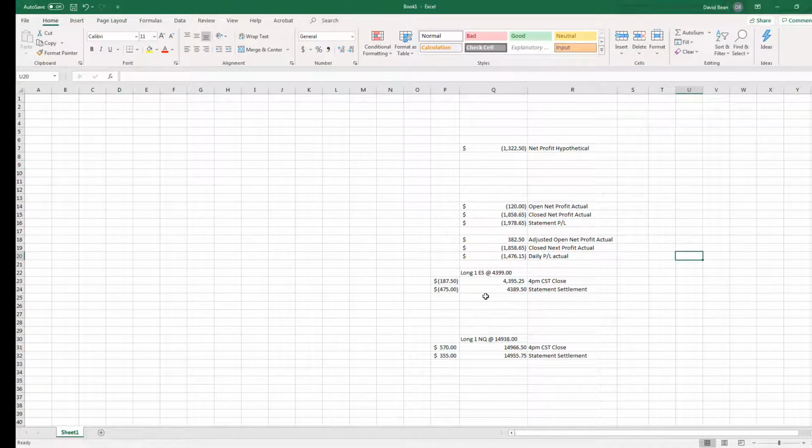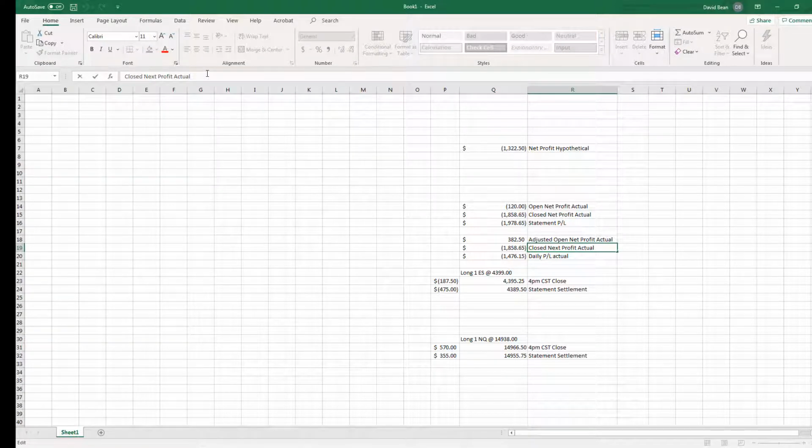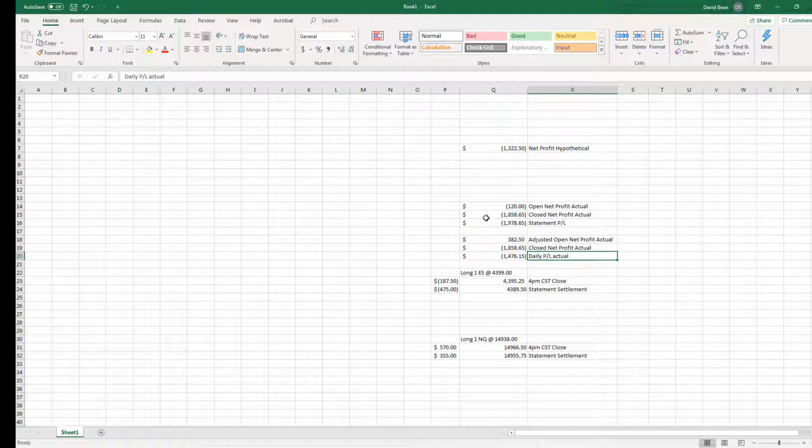So to adjust for the differences in where we mark the prices and where your broker marks the prices, the last price versus the settlement price, you still keep this closed net profit. That should say closed net profit actual, not next. So that's the same as this number up here. Now all we're adjusting is the adjusted open position net profit. Once all these trades close, it should all settle out, minus any differences in slippage and commission. So any differences mainly in slippage.